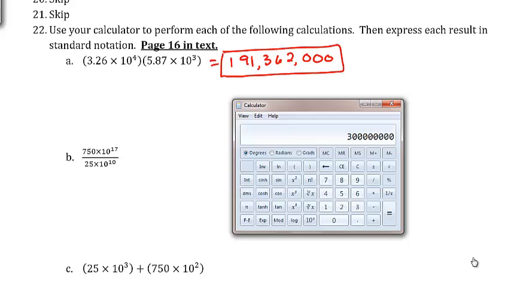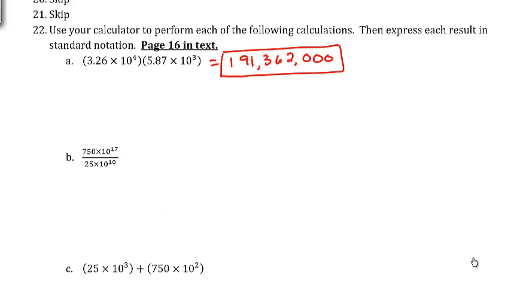And so I have a 3 and 1, 2, 3, 4, 5, 6, 7, 8 zeros. And then every third zero starting from the back, you put a comma. So 300 million.